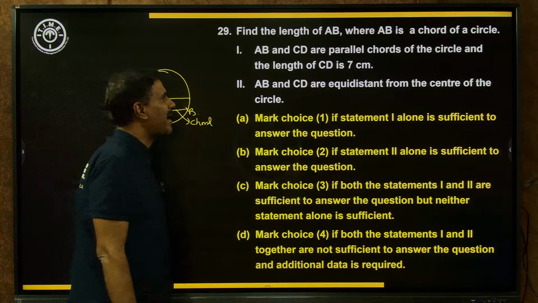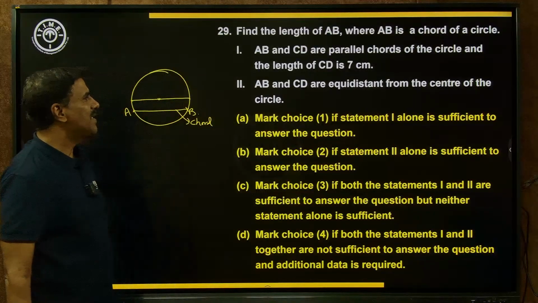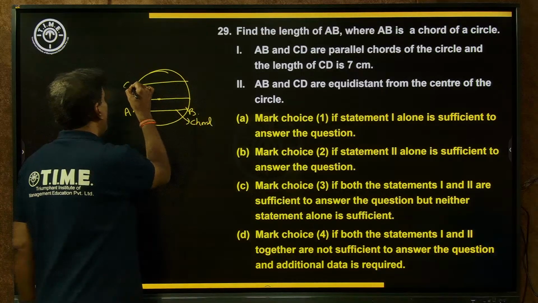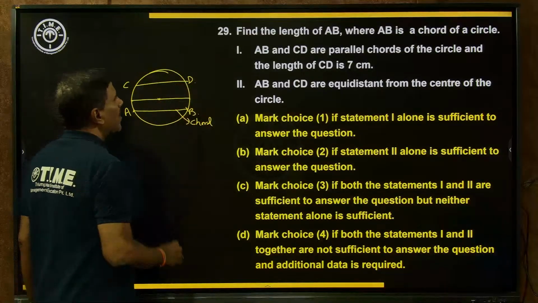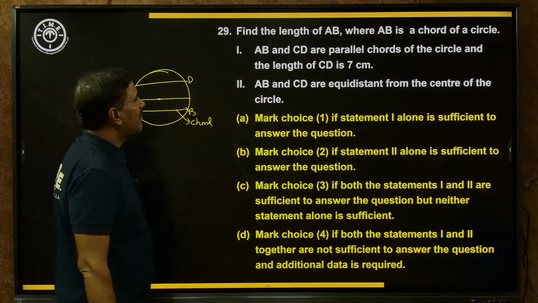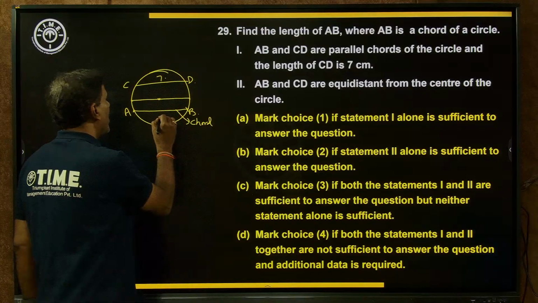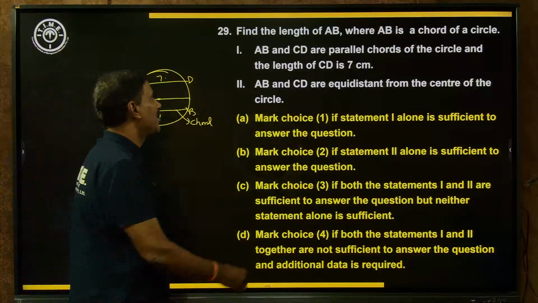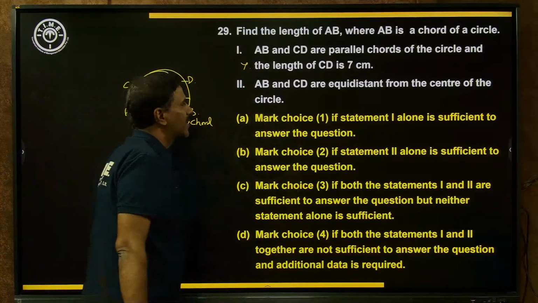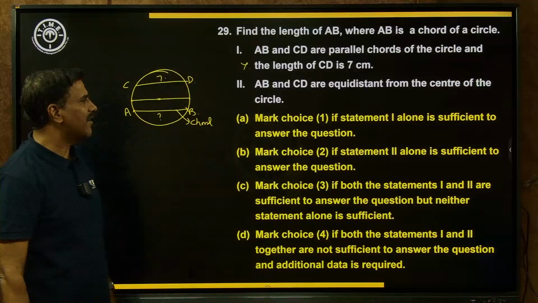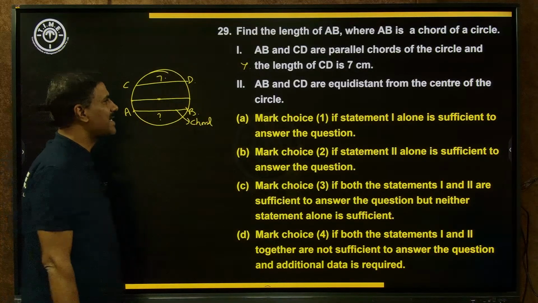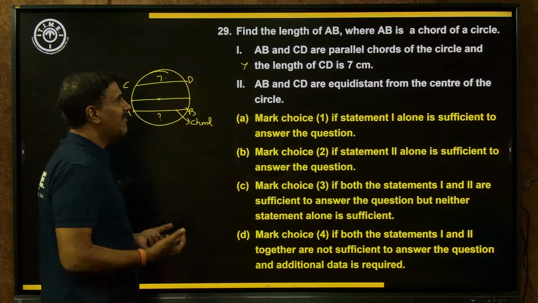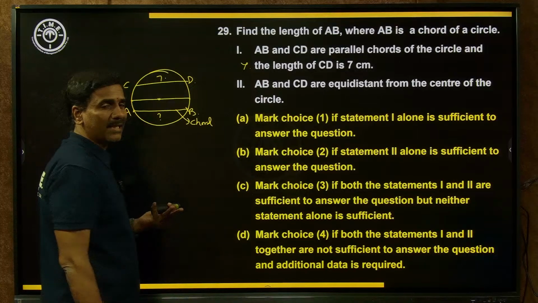AB and CD are parallel chords of the circle and the length of CD is 7 centimeters. So they are given to be parallel chords, AB and CD, right? If you observe carefully, the length of CD is given as 7 centimeters. But we are interested not in the length of CD, we are interested in how much the length of AB is. So the first statement is definitely not sufficient. Taking the second statement, AB and CD are equidistant from the center of the circle. But the problem with the second statement is that there is no data about the length of any one of them. And we don't know, by the way, whether CD is a chord or not, nothing is mentioned there.